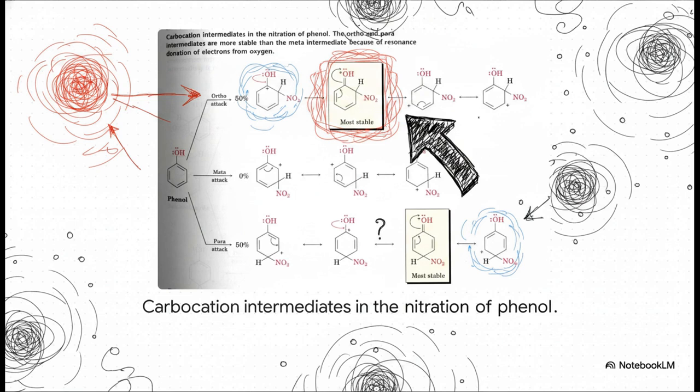Take a look at the boxed structures for the ortho and para attacks. The oxygen lone pair drops down to form a double bond, creating a fourth, highly stable resonance structure where every single atom has a full octet. The meta-attack pathway completely lacks this stabilization, and that is exactly why an OH group is incredibly fast and specifically acts as an ortho/para director.